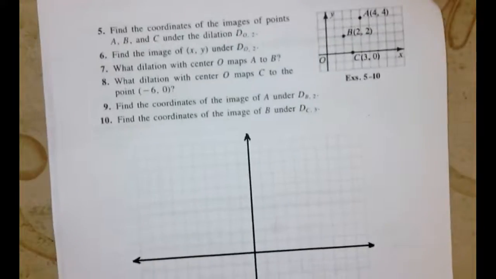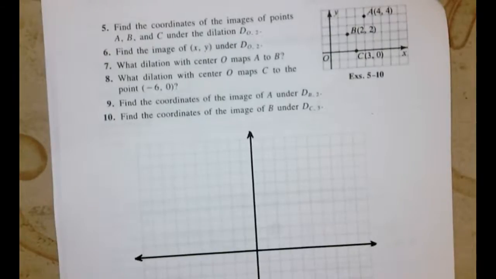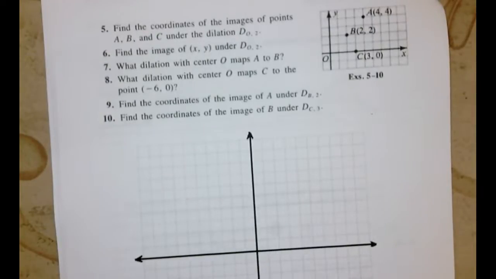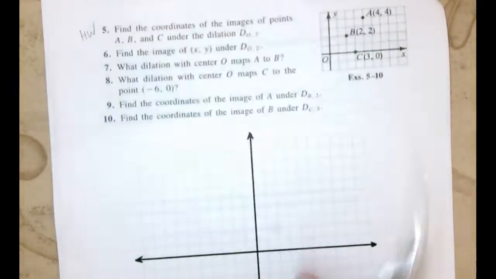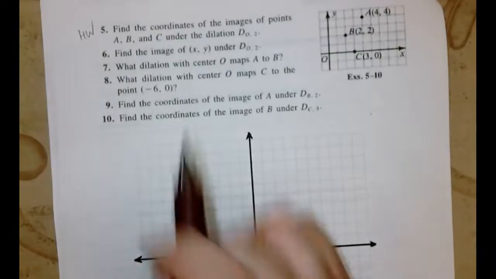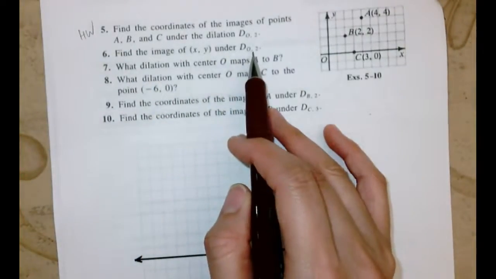Okay, find the coordinates of the images of points A, B, C under the dilation D0, 2. Right, you can do this one. You can use these points here and do this if you want. Find the image of XY under D0, 2.